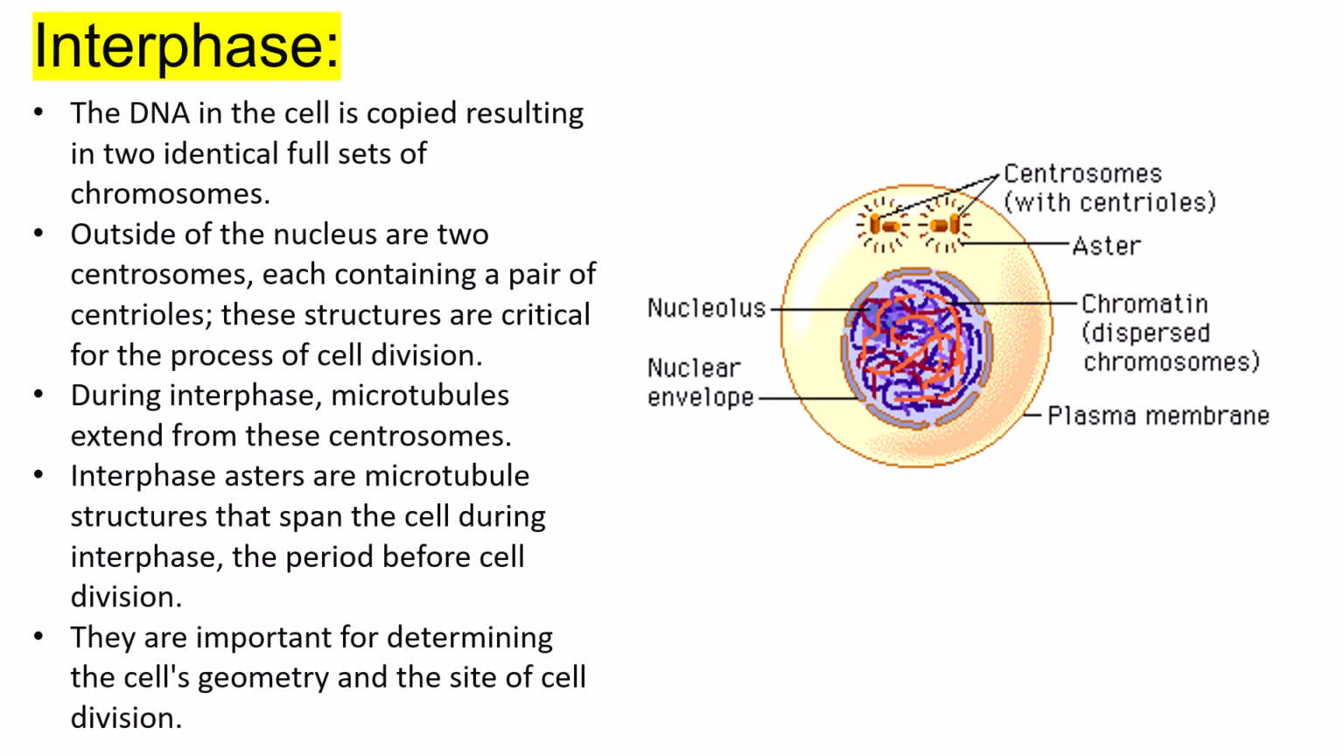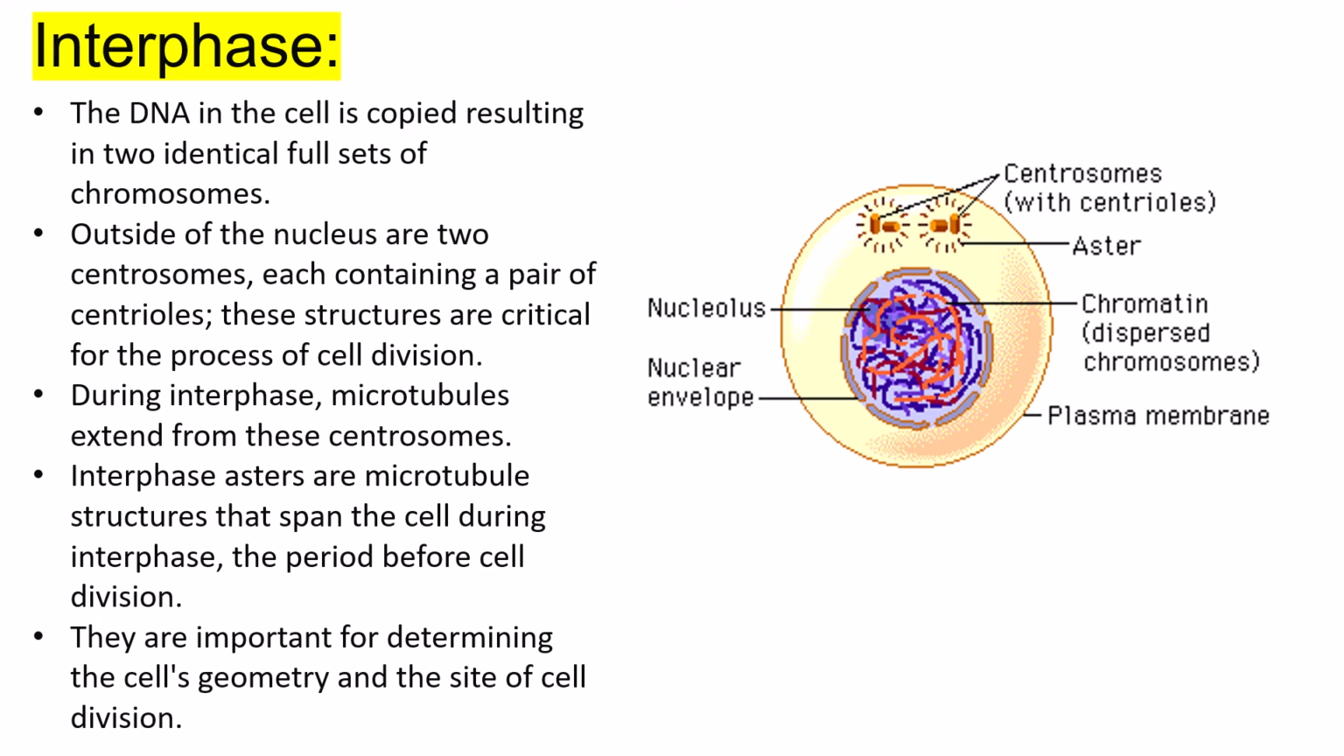All right, so interphase, the DNA in the cell is copied, resulting in 2 identical full sets of chromosomes, right? So here, during the interphase, the DNA in the cell is copied, resulting in 2 identical full sets of chromosomes. Outside of the nucleus are 2 centrosomes, right?